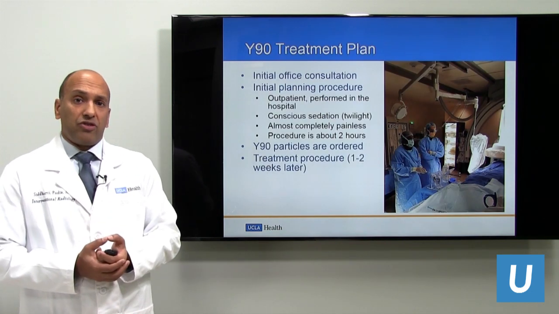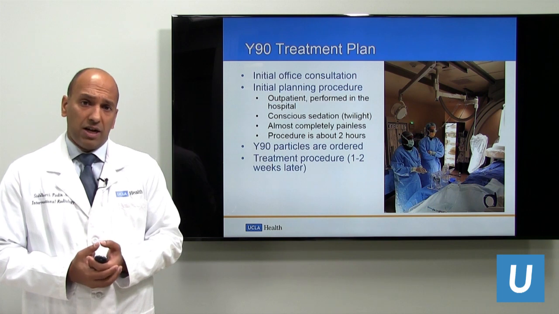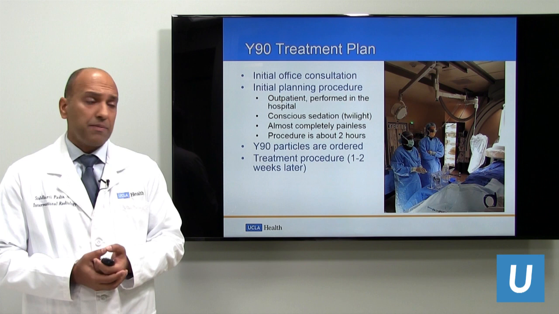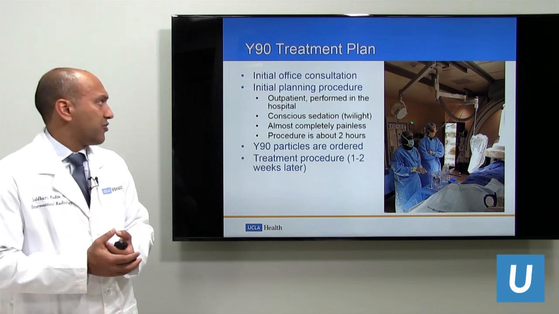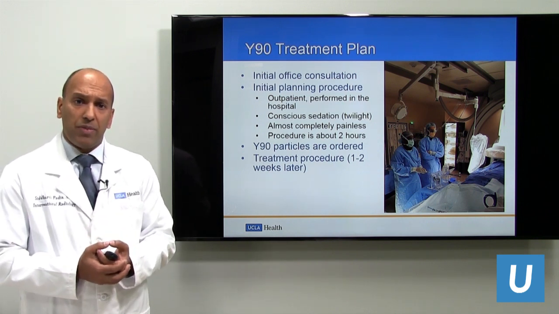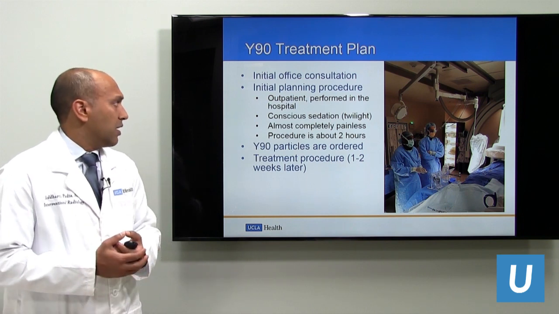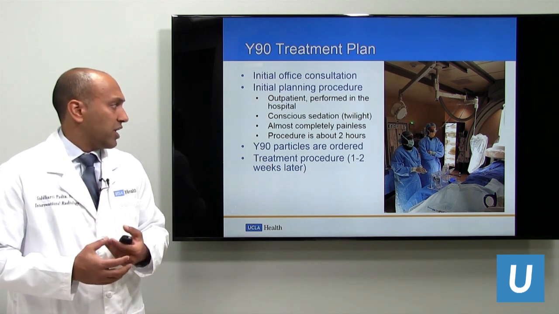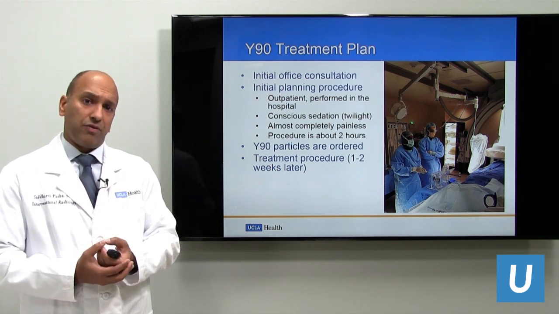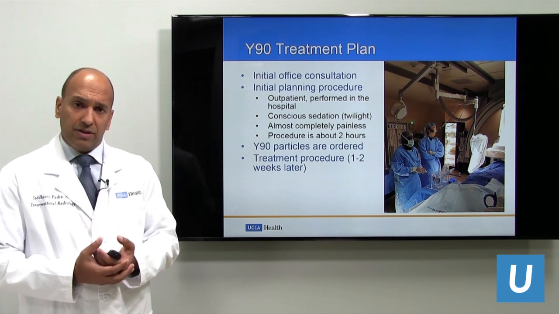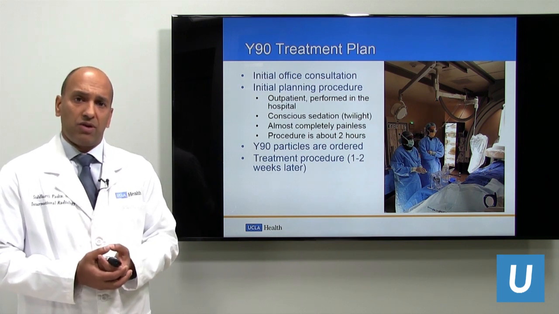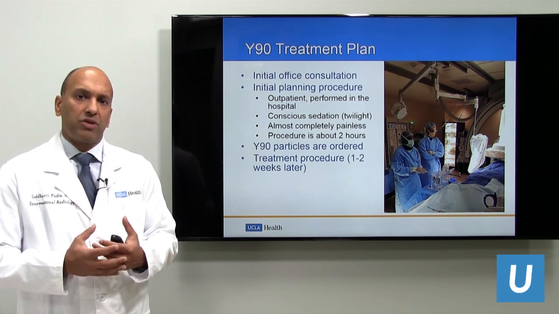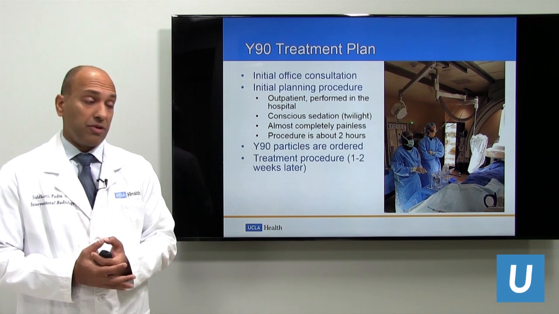The way this works is, first we perform an in-office consultation, discussing the pros and cons of this procedure to make sure that it's appropriate. There's an initial planning procedure. Again, this is an angiogram. It's an outpatient procedure performed in the hospital, again with twilight or conscious sedation through an IV. It's an angiogram performed through that small catheter at the fold of the leg. It's almost completely painless. The procedure lasts about 1 to 2 hours, where we take pictures of the liver blood vessels to make sure that there are feeding arteries going into the tumor.